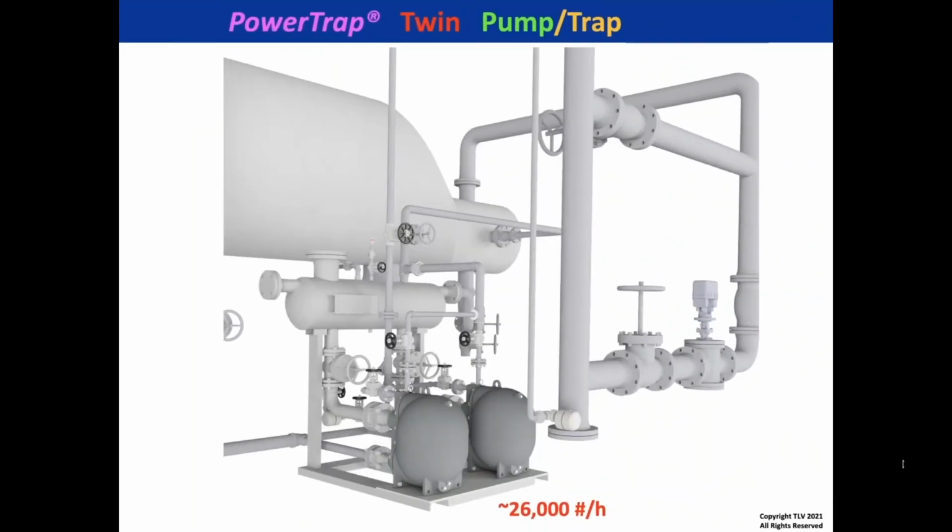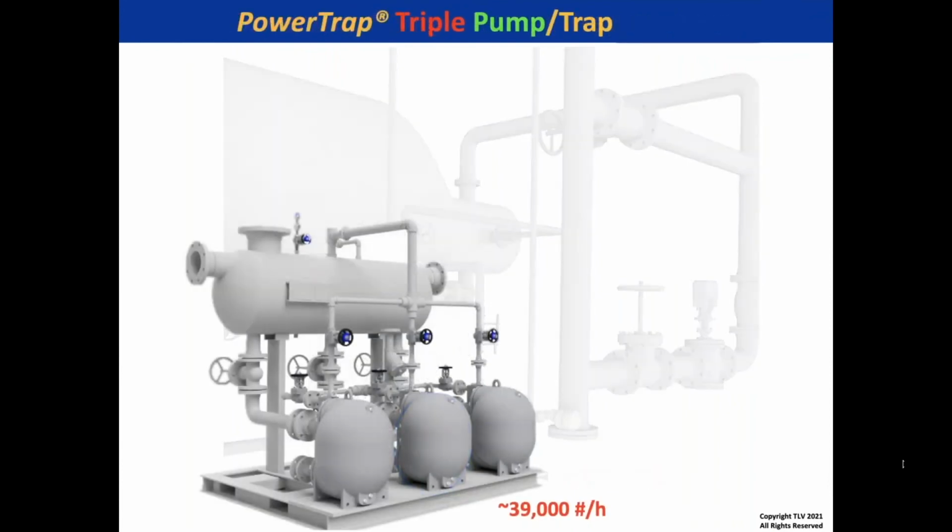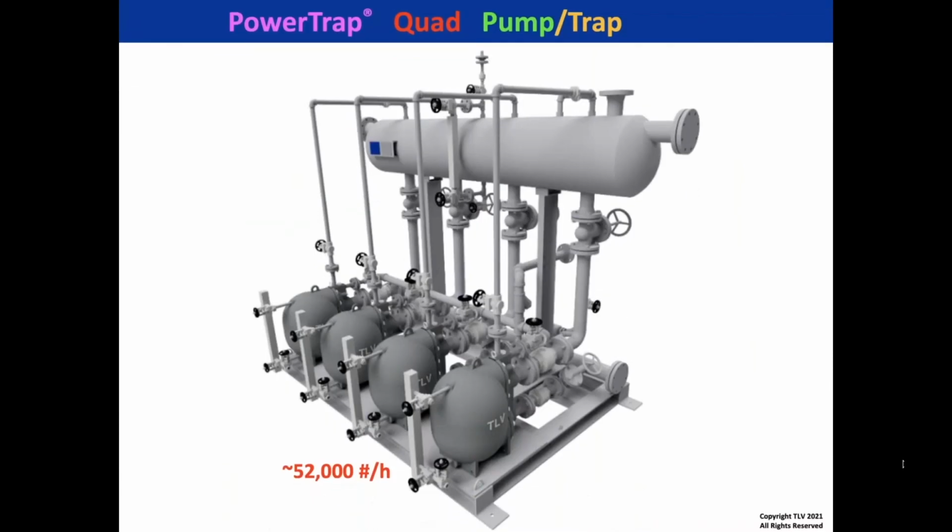Here's what I mean. Instead of saying this is a twin pump trap set for 26,000 pounds an hour, no, consider it a single with a spare. And is this a triple? No, it's a twin with a spare. And is this a quad for 52,000 pounds an hour? No, it's a triple with an installed spare.